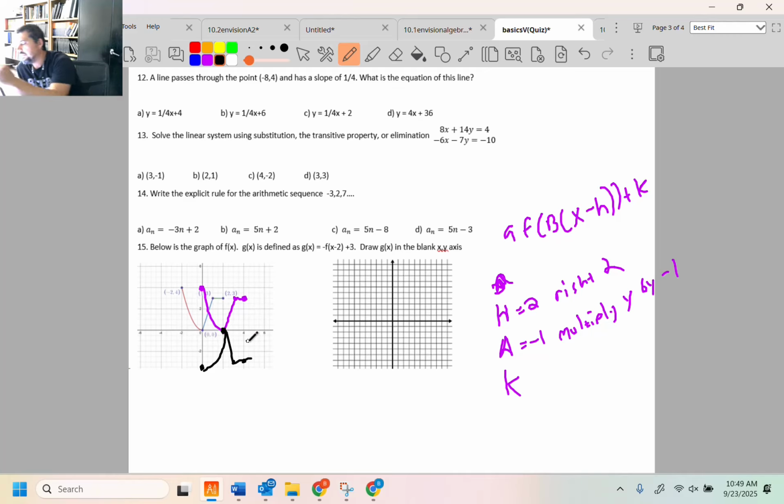I feel like I drew that wrong. I did. I got a bit of a head cold. My sinuses are all messed up. It looks something like that.